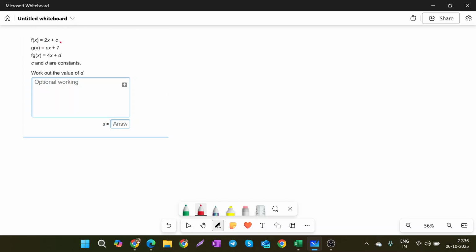f of x is 2x plus c, g of x is cx plus 7, and we have to work out the value. Okay. So the only thing that we can use from here is we do know that fg of x is equal to 4x plus d. Okay, so let's try to work on that one.